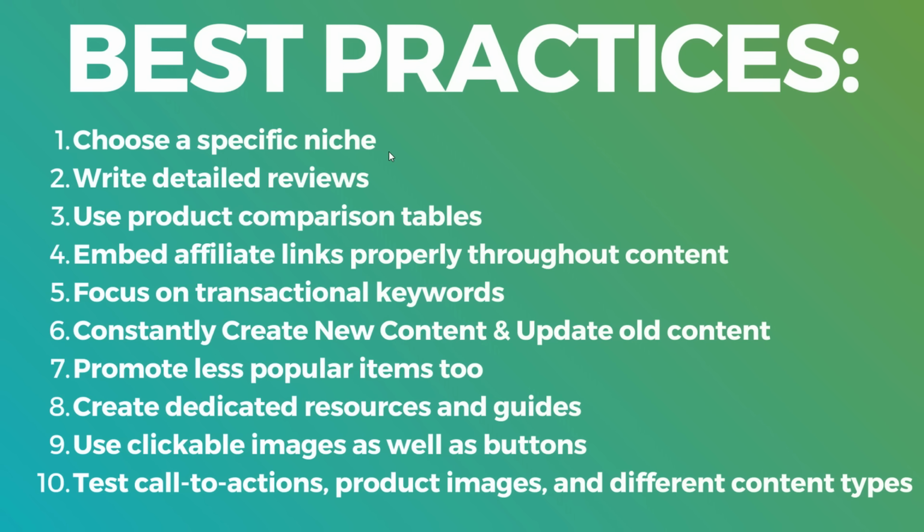1, choose a specific niche. I've been very clear about that. Have a niche and make sure you stick to that niche. Unless you have a massive team, it's going to be impossible to recreate Wirecutter. They have a ton of writers. They have a ton of people writing about all sorts of different products. But what you really want to do is choose a specific niche and try to write about every possible thing within that niche. Writing detailed product reviews.